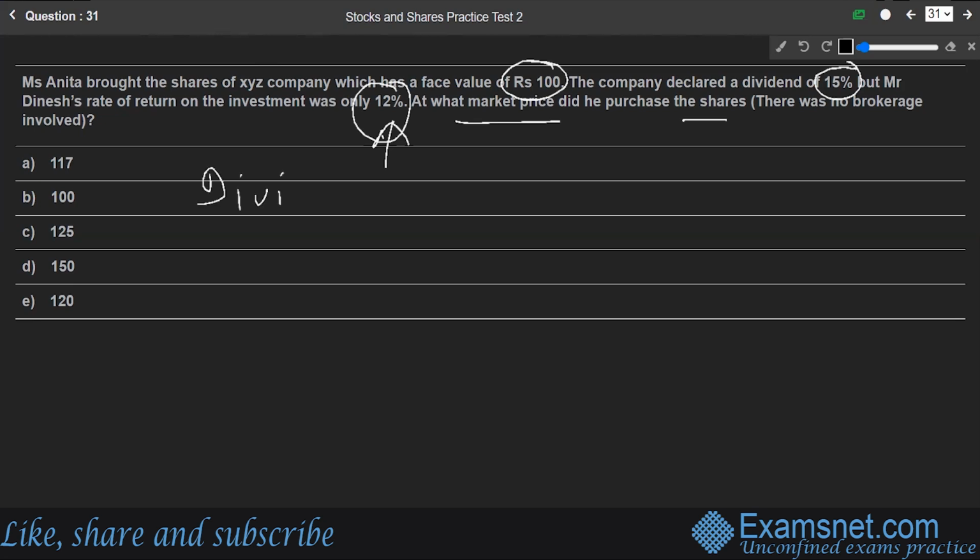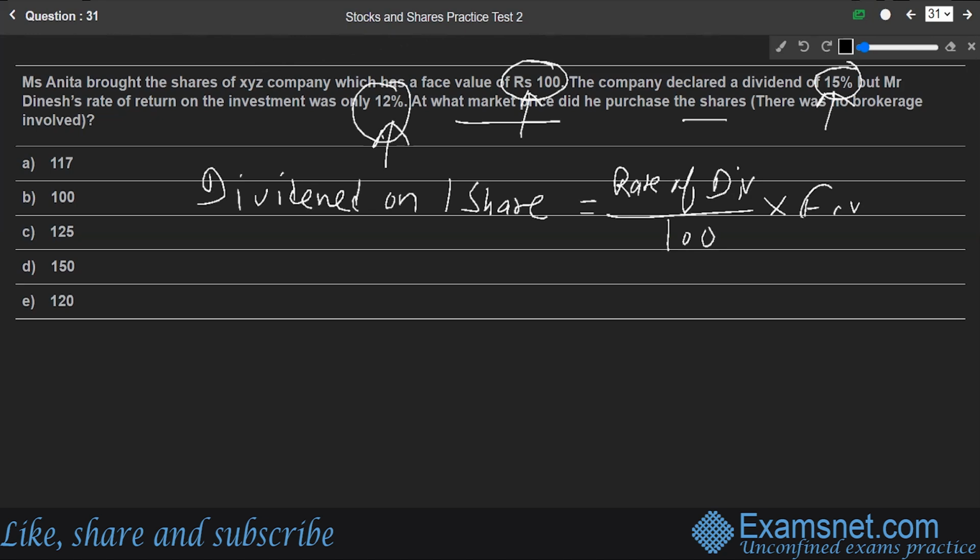First of all, we'll be finding out the dividend on one share. We can do it directly, and we can do it by using the formula also. See, he has just said face value of 100 and dividend is 15%. So clearly the dividend on one share is 15% of 100 only. Or we can do it by formula also. Dividend on one share is always given as rate of dividend divided by 100 into face value of each share. So the rate of dividend is clearly given as 15% divided by 100, and the face value of each share is also mentioned as 100 itself. So this again comes out to be 15 rupees only. So the dividend on each share is rupees 15.